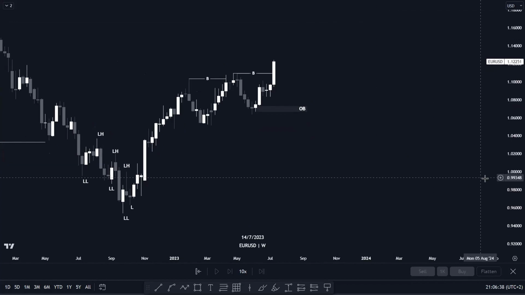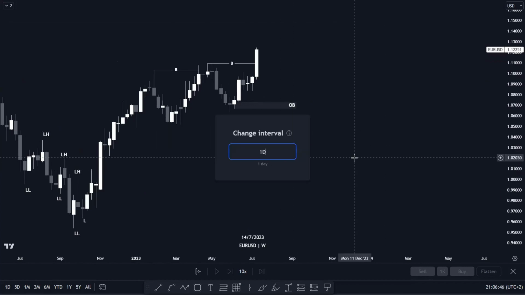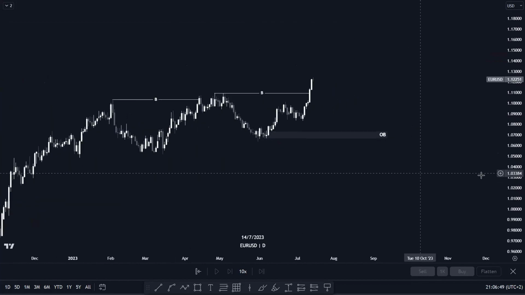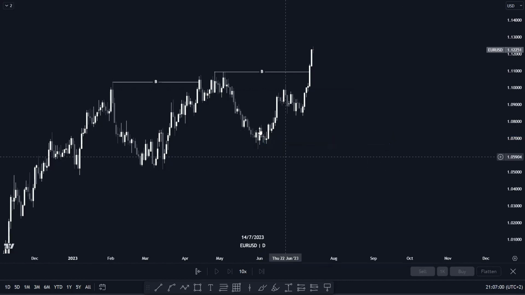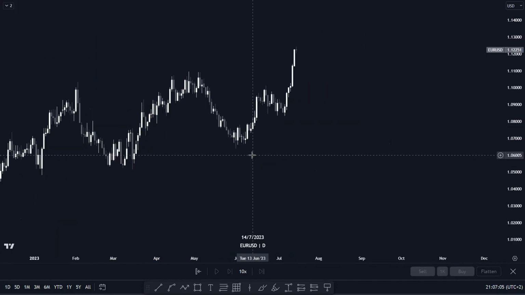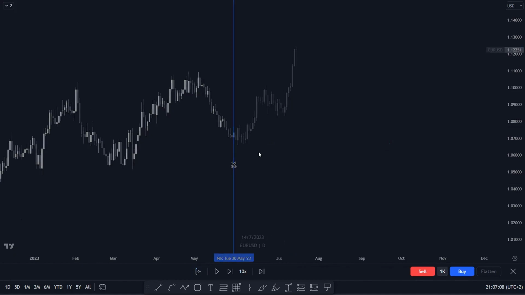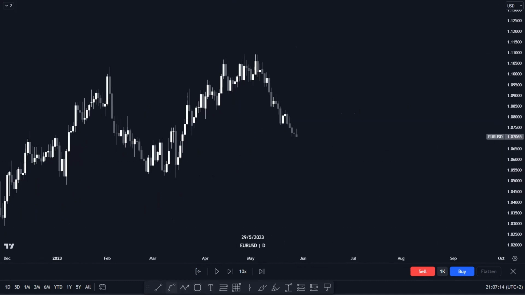So, first and foremost, here we have our pair Euro USD on the daily time frame. What we have been seeing is that it has been in an uptrend, whereby it's creating its higher highs and higher lows. So previously on Euro USD, what we managed to see is that here it created a break of structure.